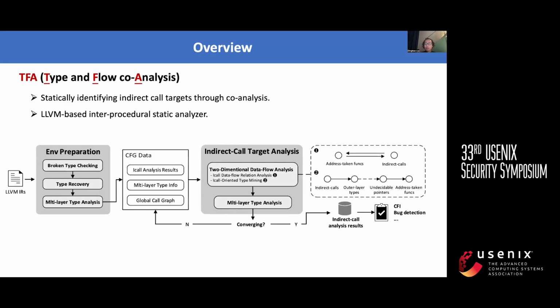Our co-analysis system contains 2 phases. In the environment preparation phase, we find the broken types and recover necessary information for our type analysis. Then we perform a multi-layer type analysis to build an initial control flow graph. In the analysis phase, we iteratively perform data flow analysis and type analysis to improve the precision of the control flow graph. When the analysis reaches convergence, we dump the CFG to support applications like CFI and bug detection.